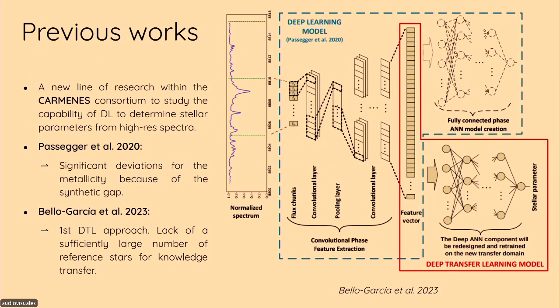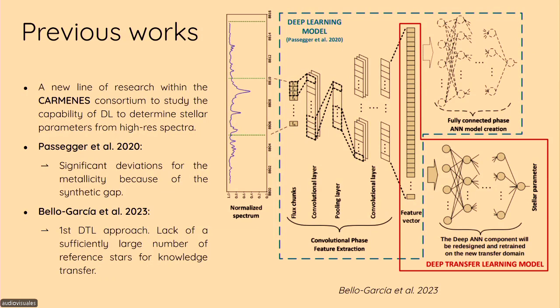And just to locate our work, this deep transfer learning procedure is part of a new line of research within the CARMENES consortium that was open to study the capability of deep learning to determine stellar parameters from high-resolution spectra. Okay? And our paper is the third of a series of papers.